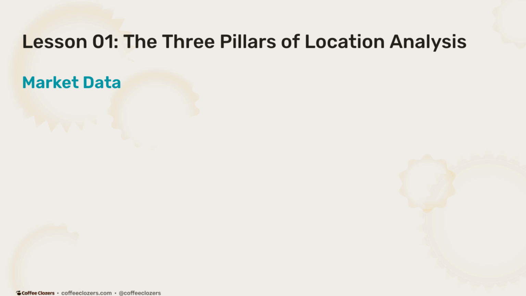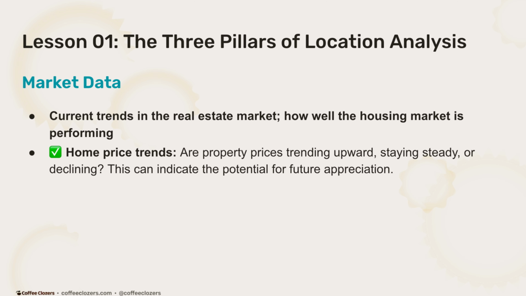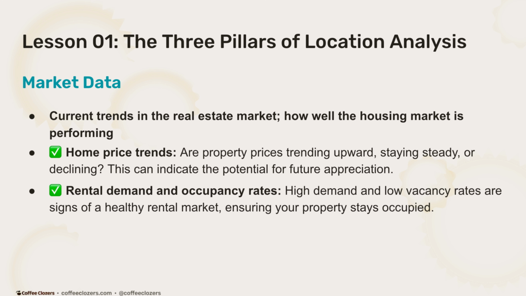Now let's move on to market data. Market data is current trends in the real estate market. How well is the housing market actually performing? Some things we look at are home prices. Are property prices trending upward, staying steady, or declining? This can indicate if the area has potential for future appreciation, right? So maybe prices are going higher in this area in relation to other cities nearby it because it has some sort of attractability towards it.